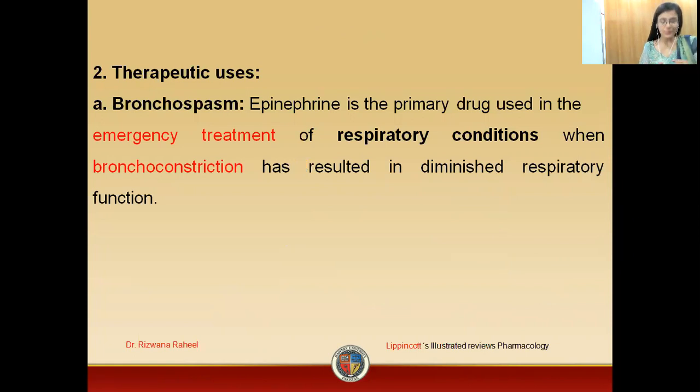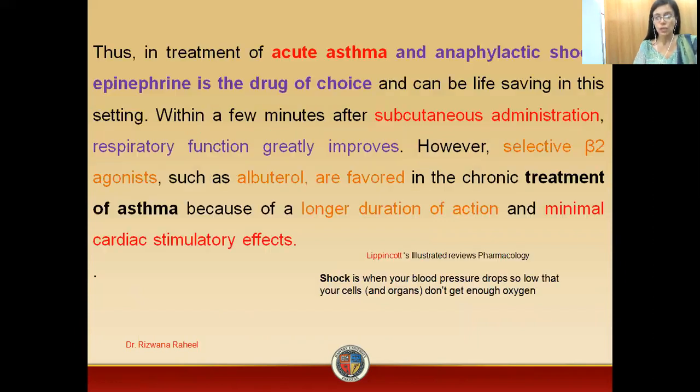Now, why is epinephrine called an emergency drug? Because of its therapeutic uses. Now coming towards the therapeutic uses of epinephrine. The first use is related to your bronchioles. This is the drug which is very effective in case of bronchospasm, in case of bronchoconstriction. These effects are because of the beta receptors.